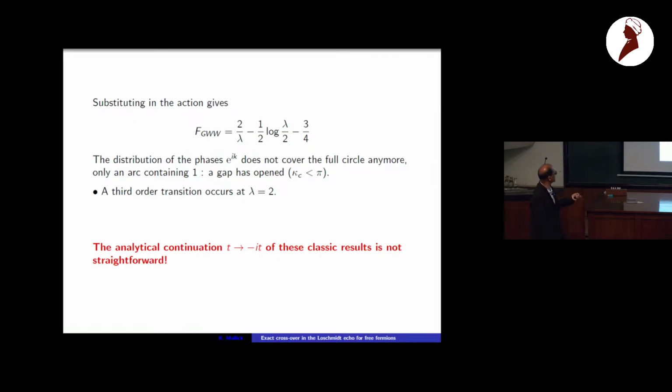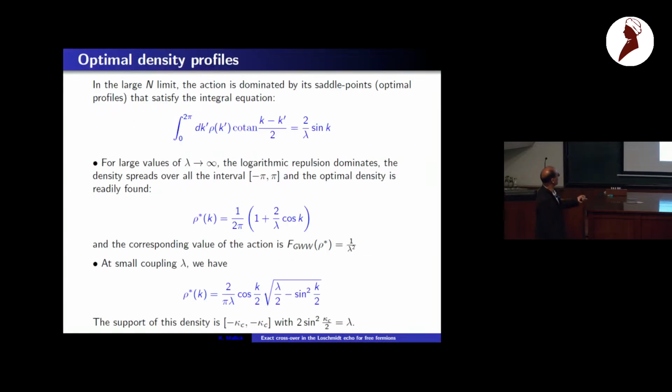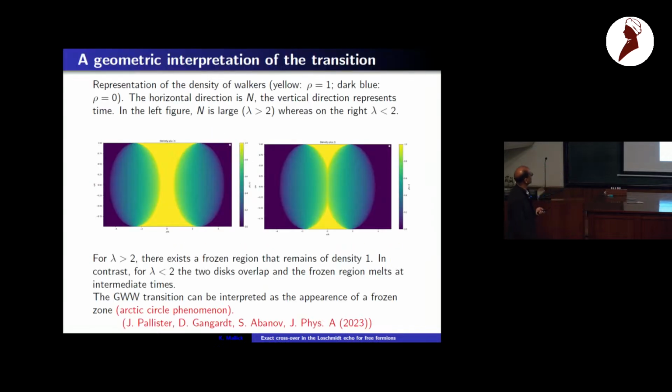The thing I want to tell you now is that these classic results are not so trivial to be analytically continued to imaginary time. It may look like you only have to substitute, put an i somewhere, but no, it doesn't work like that. So the last thing I want to tell for this classic case is a recent reinterpretation by Pallister, Gangart, with whom we are working, Abanov in 23. And this is a cute reinterpretation of this Gross-Witten-Wadia transition.